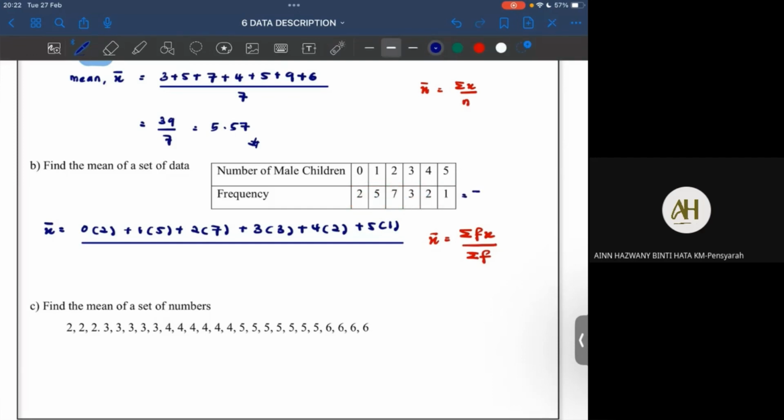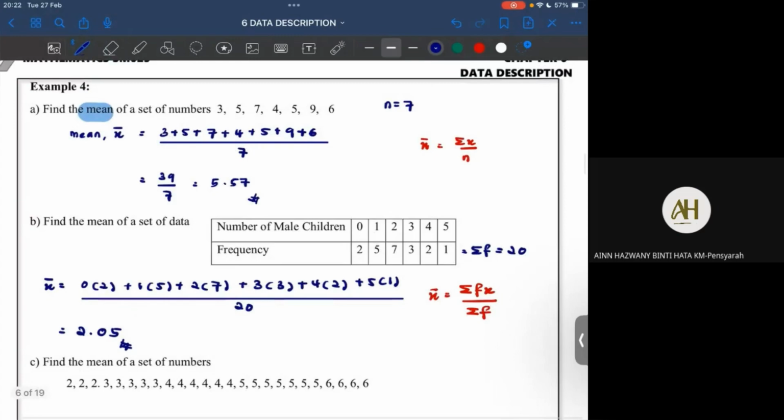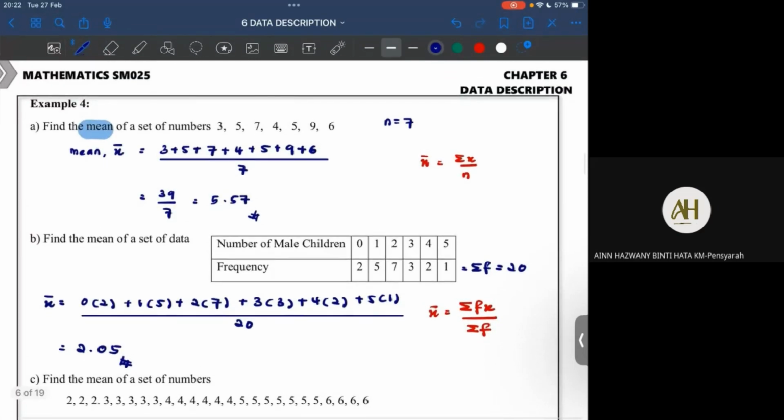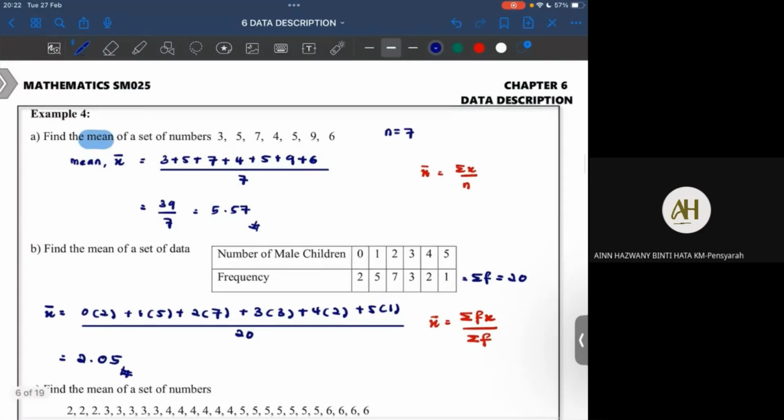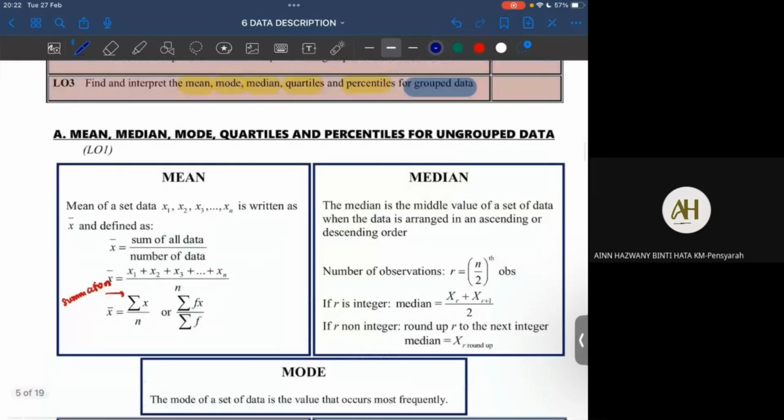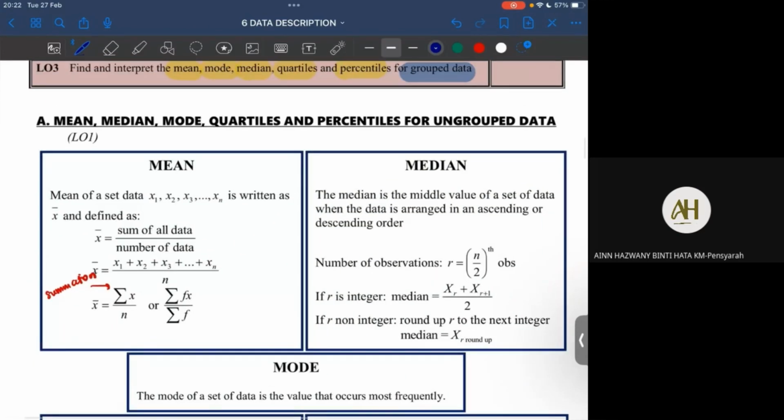We have 20. Okay, so we'll divide by 20. Masuk dalam calculator, you should get 2.05. Okay, so that is how we find our mean. Very basic untuk data description. So this should be easy lah. Okay, tak boleh salah. Okay, now we are going to move to median.